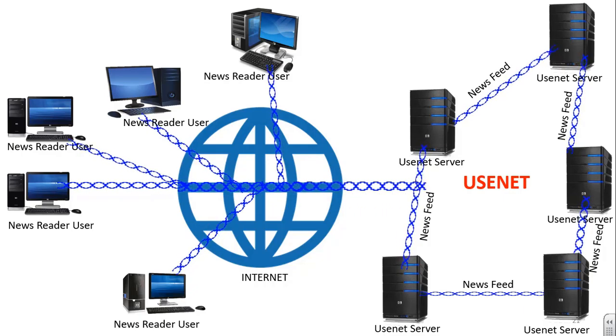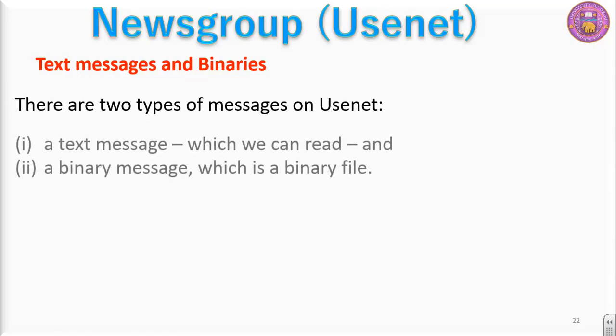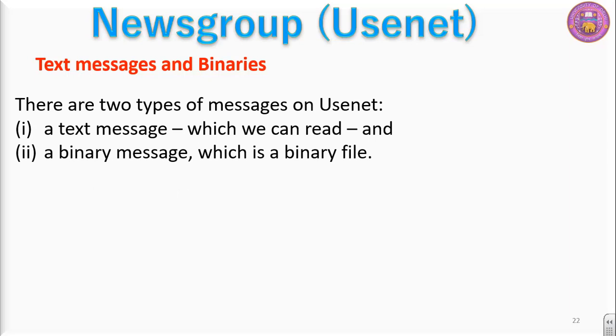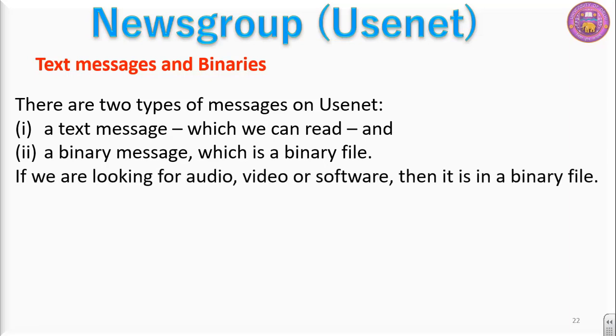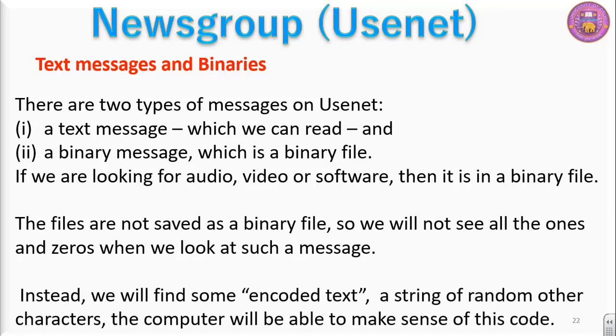Now, Usenet has text messages and binaries. There are two types of messages on Usenet. One is a text message, which we can read, and the second is a binary message, which is a binary file. If we are looking for audio, video or software, then it is in a binary file. The files are not saved as a binary file, so we will not see all the ones and zeros when we look at such a message. Instead, we will find some encoded text, a string of random characters. The computer will be able to make sense of this code.